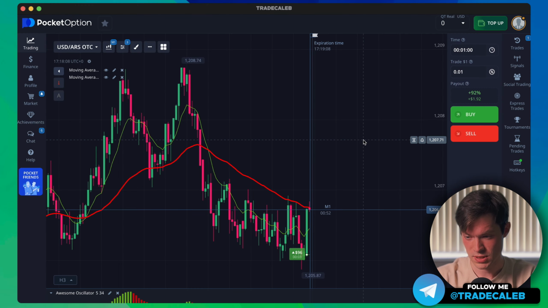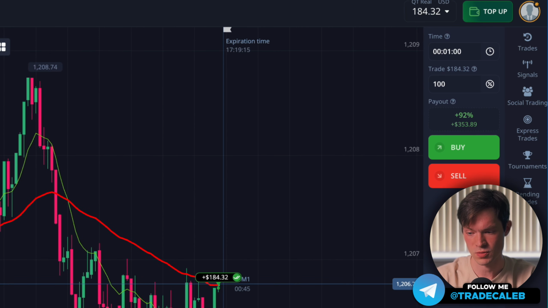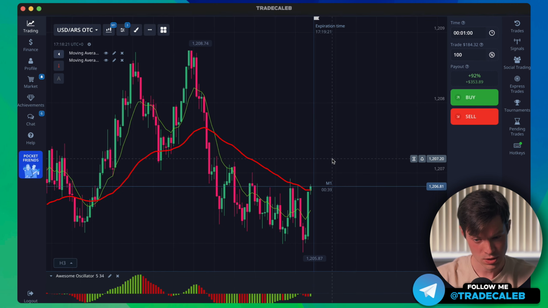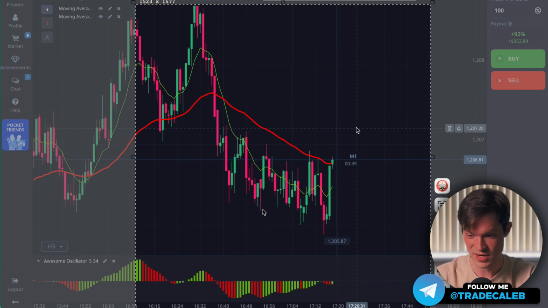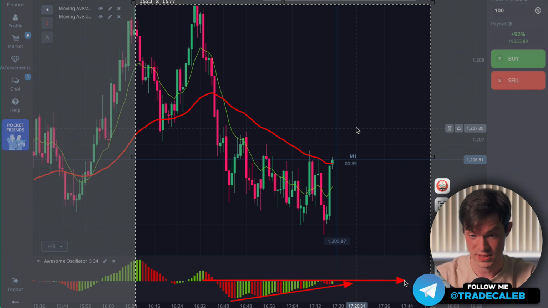And it would seem just 2 trades, but we are very close to our goal, because the third trade I will have for the amount of 184, and it is much closer to my goal. So look, the awesome indicator helped me a lot in this trade, because it shows us the convergence with the zero boundary. That is, we have a horizontal line equals 0.